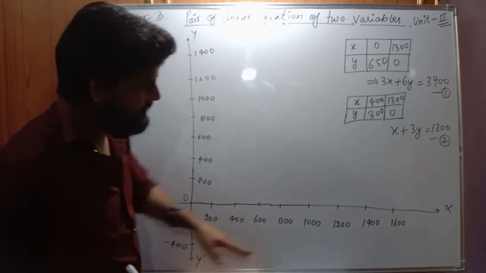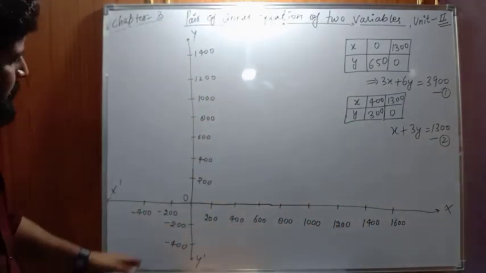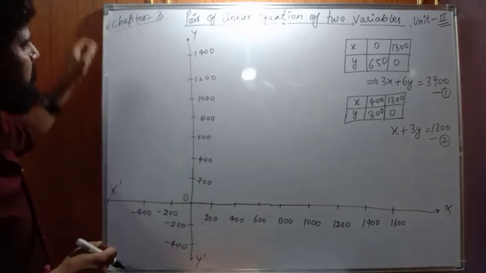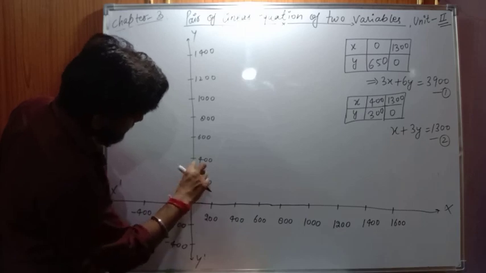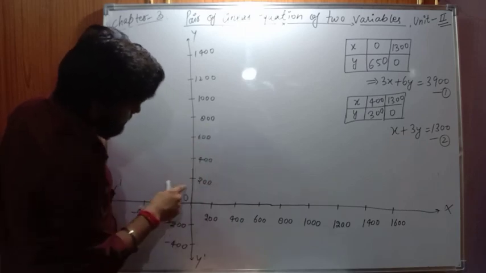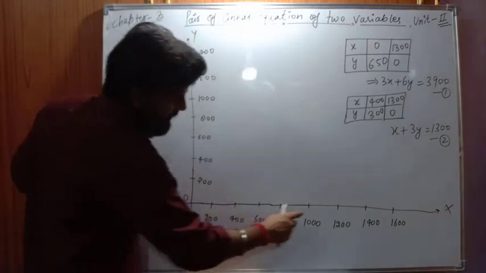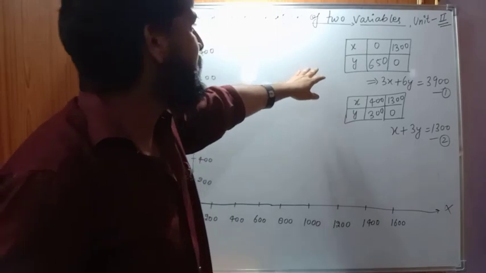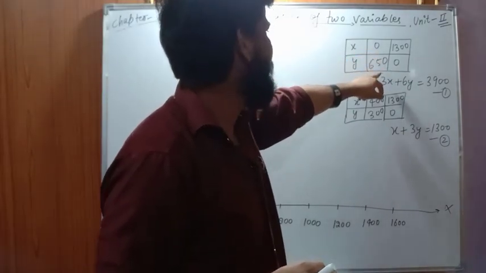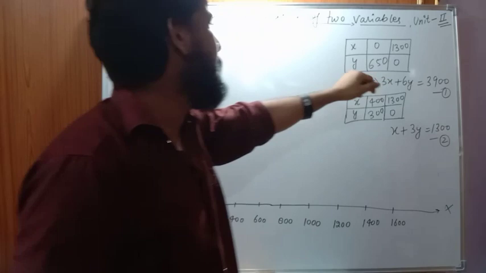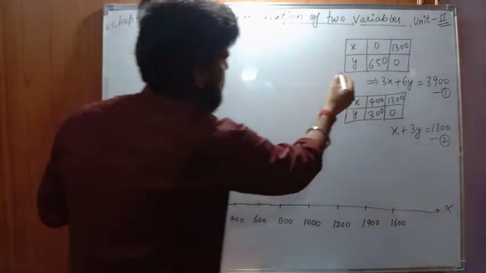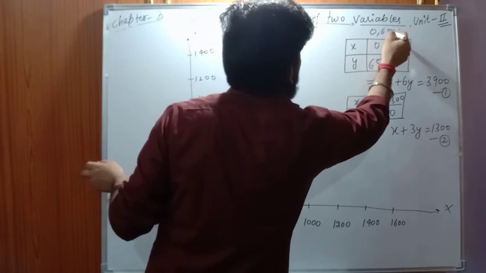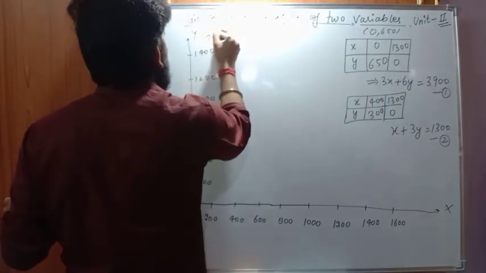So as you know, this is the x-axis, y-axis. I take 200 gaps between two units. मैंने यहाँ पे 200 का गैप लिया है बीच बीच में. 200, 400, 600. आप कोई भी गैप ले सकते हैं. And the first solution table is x is 0 and y is 650. So this is 0, 650.